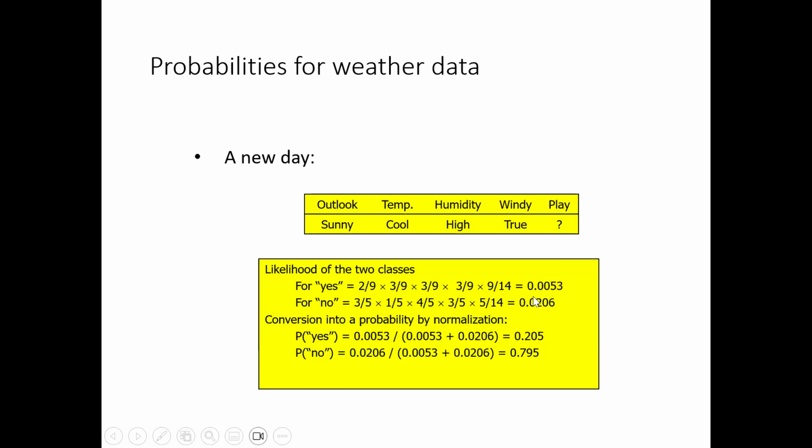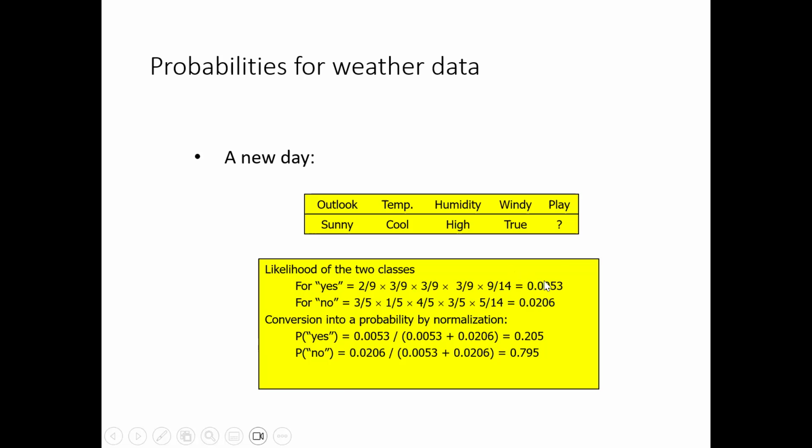Then finally the total count. Yes, we have 9 instances out of 40, 5 out of 40. And when you calculate, you get these values. But to calculate these two probability values, you have to normalize this. Normalizing means that when you add your probabilities, they should add up to 1.